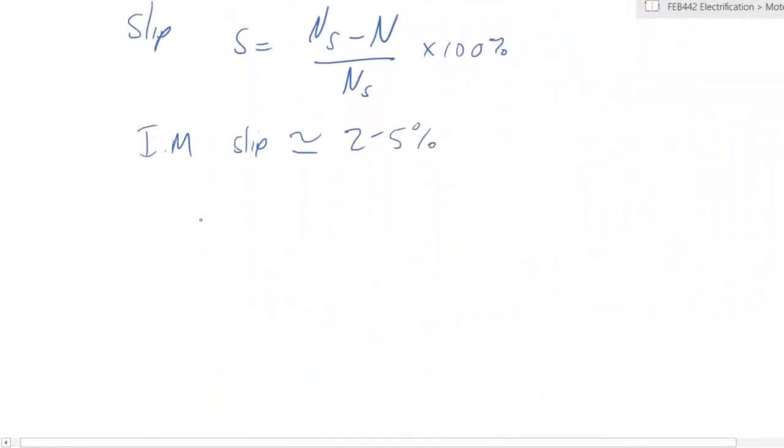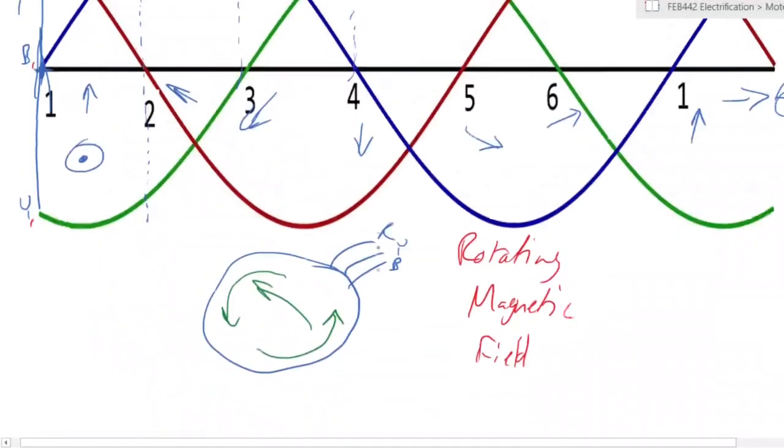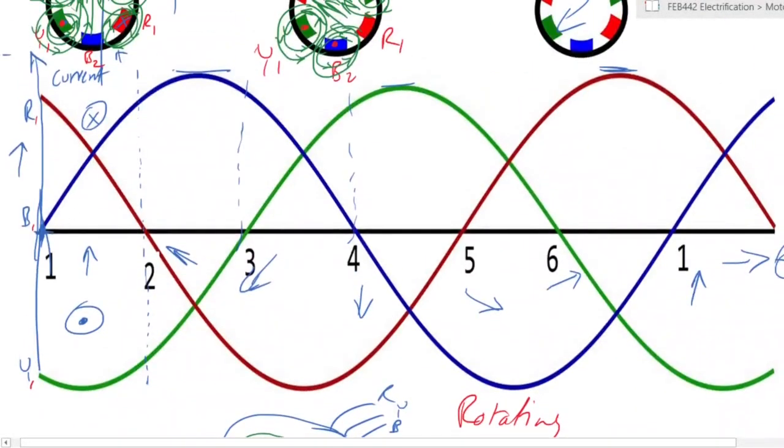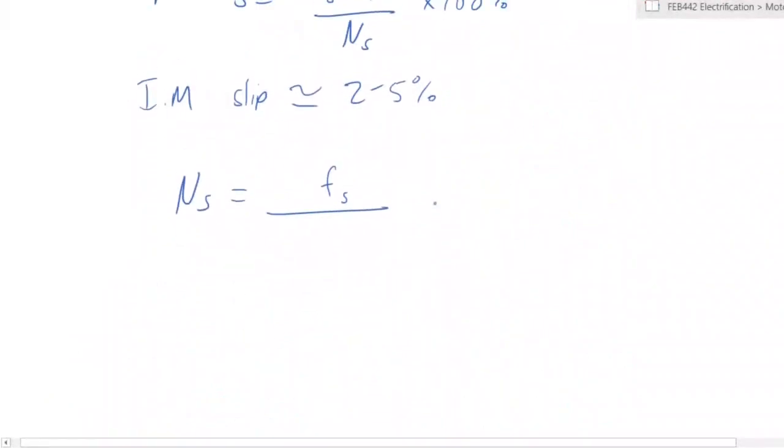And the synchronous speed is a factor of two things. It is a factor of the frequency of the voltage, that is from this point to this point. What is the time taken? What is the frequency? In Kenya, that is 50 hertz. So the frequency of the voltage supplied over the number of poles.